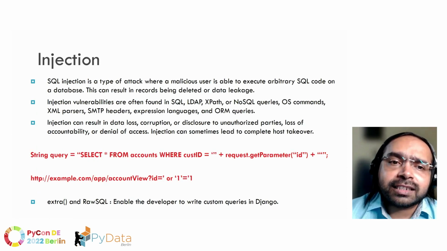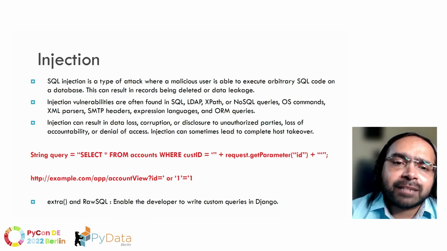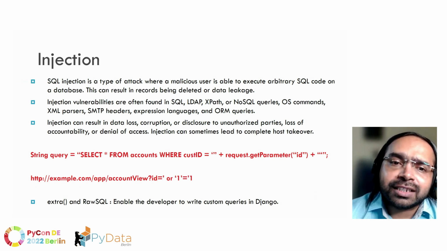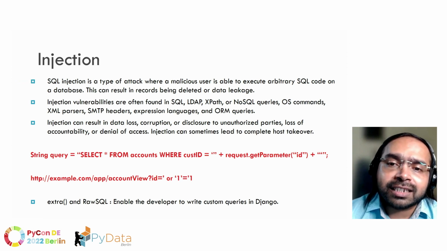Now let us first discuss the injection vulnerability. In injection vulnerabilities, there are many types, but the most popular one is SQL injection. It's a type of attack where a malicious user is able to execute arbitrary SQL code on a database. This can result in records being deleted or data leakage.